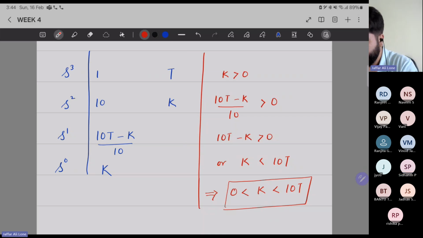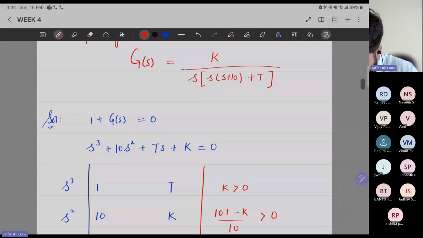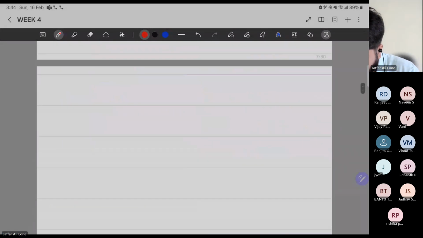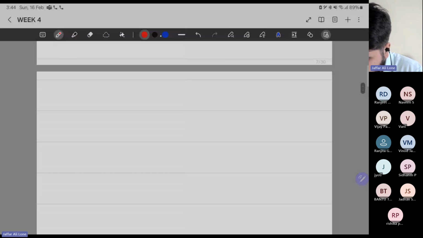Okay, thank you. See, let me explain. I said that you have to find the poles of the characteristic equation, and the characteristic equation is the denominator of a closed loop transfer function. So if you are given an open loop transfer function G of s, then we had discussed, or we had derived this in our previous class, that it's like this.